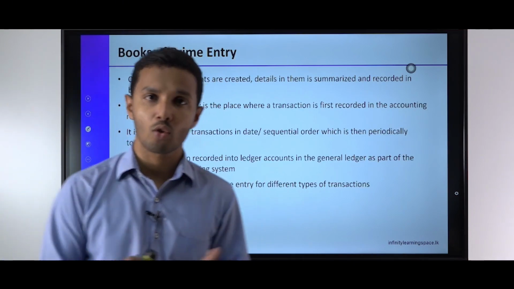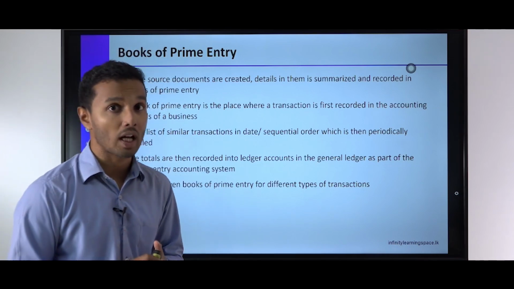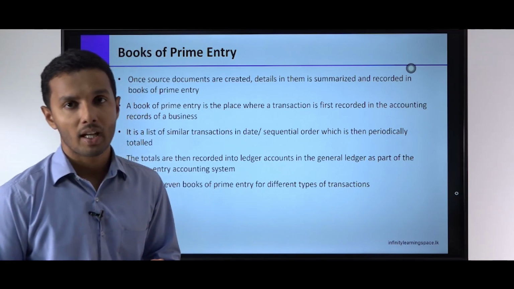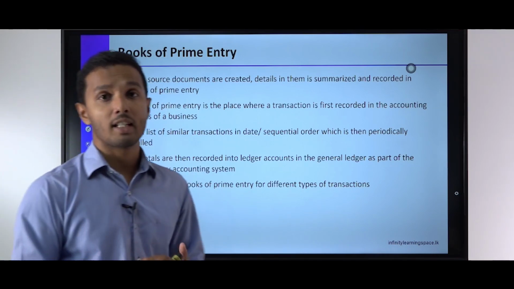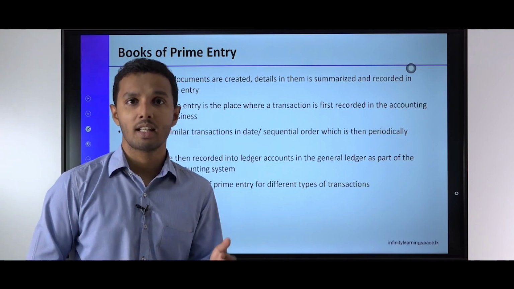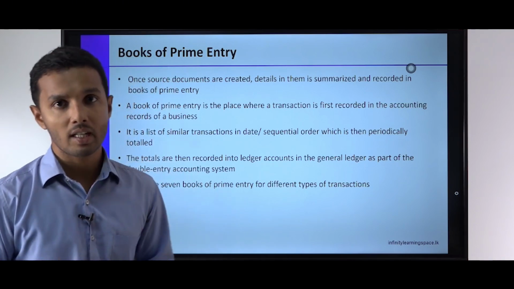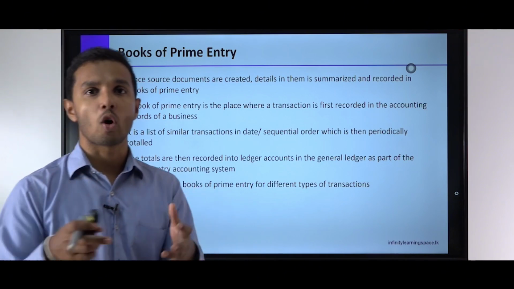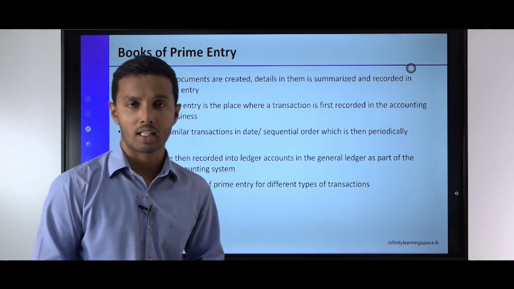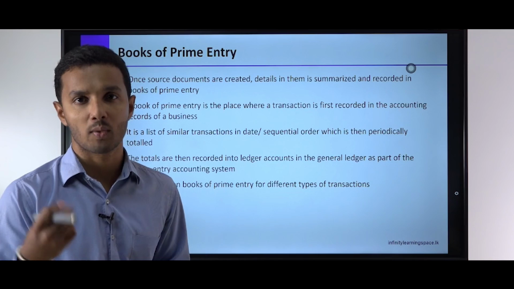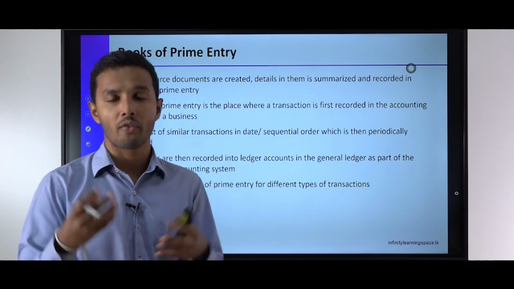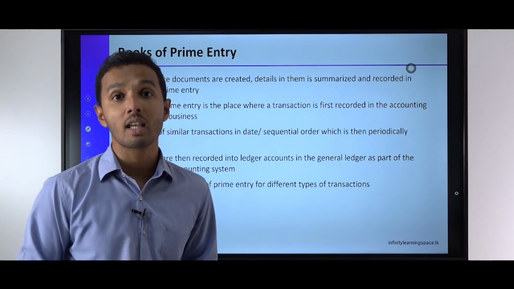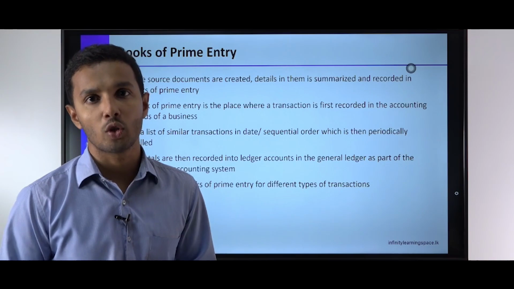Now we looked at source documents. Next we are going to look at books of prime entry. Now again a business enters into numerous transactions in its day-to-day operations, right? All those transactions are evidenced, or the proof of those transactions are source documents. That's what we learned just now. So proof of the transactions entered into by a business are called source documents.